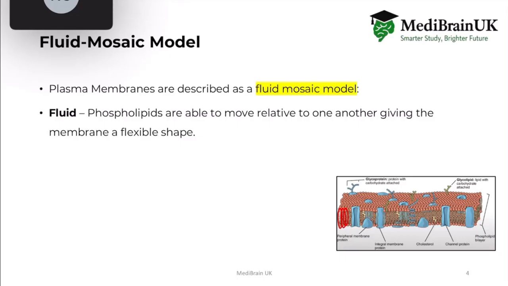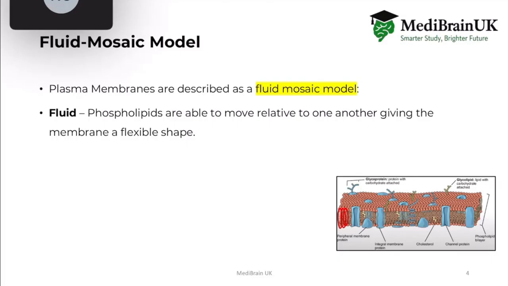That's why it's called fluid in terms of the fluid mosaic model. Now, why is it called mosaic? You've probably heard of mosaic in GCSE biology. You probably heard of tobacco mosaic virus, TMV, and that affects plants. The leaves start to develop a mosaic pattern on their surface. Okay, mosaic is just a pattern. It's just a type of pattern, that's what mosaic means.